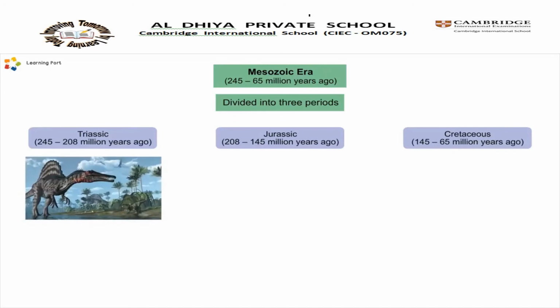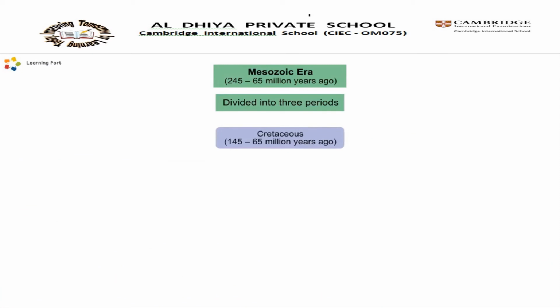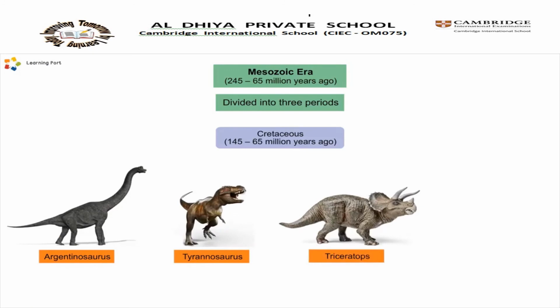The first mammal and dinosaur evolved during the Triassic period. Morganucodon was one of the earliest mammals that lived during the Jurassic period. The first non-flowering plants, such as conifer, palm-like cycad, and fern, appeared during the Jurassic period. The Cretaceous period may have seen more dinosaurs than ever before. Dinosaurs that lived during this period were the Argentinosaurus, Tyrannosaurus, Triceratops, and Pteranodon.